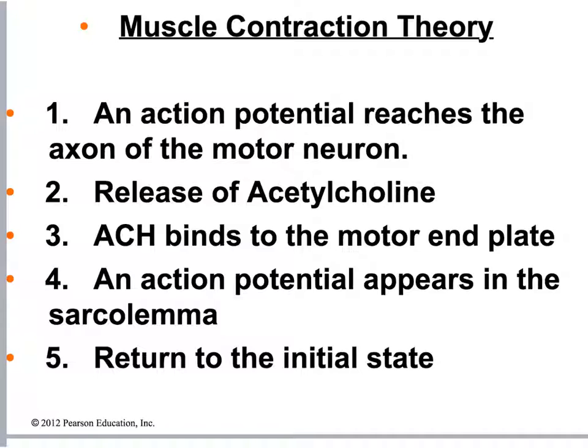The first thing that happens is the action potential reaches the axon of the motor neuron. Secondly, there's a release of acetylcholine. Acetylcholine is the neurotransmitter that goes across the neuromuscular junction or synaptic cleft. Third, the acetylcholine binds to the motor end plate. Fourth, an action potential appears in the sarcolemma, which is the cell membrane of the muscle fiber or muscle cell. And finally, number 5, there's a return to the initial state.